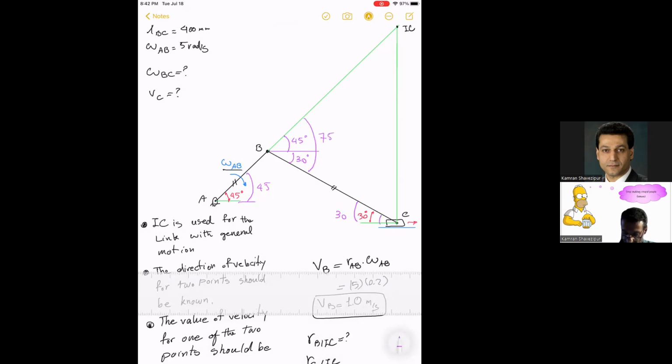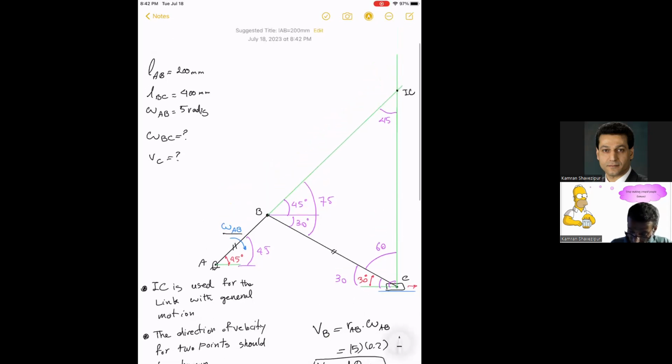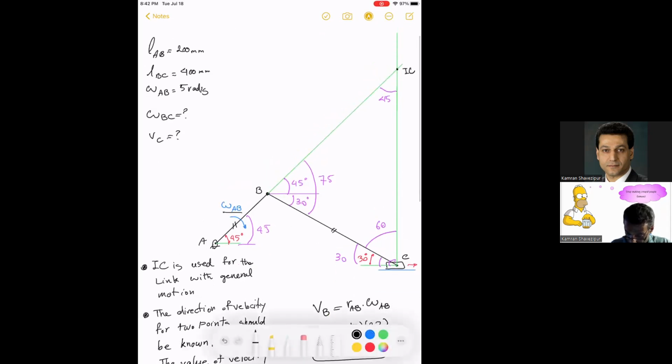Now, if this is 30 and this is 90, it leaves you this guy with 60. And if you go with all of that, this is going to be 45. So you have a triangle with 3 different angles. None of them are the same. None of them are 90 degree. So to find the length of R, like BIC and CIC, you're going to have to use the sine rule, which means, let me clean this a little bit.